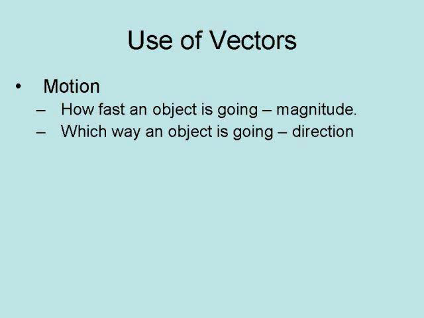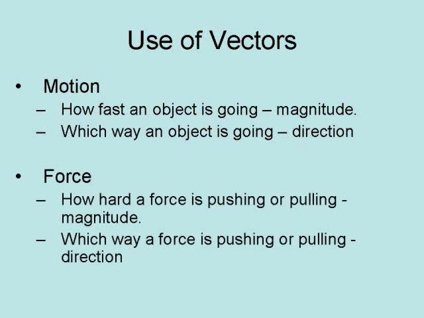In physics, vectors are commonly used to describe motion. That includes how fast an object is going, the magnitude, and which way an object is going, the direction. Vectors are also used to describe force, how hard a force is pushing or pulling, the magnitude, in which way a force is pushing or pulling, the direction.